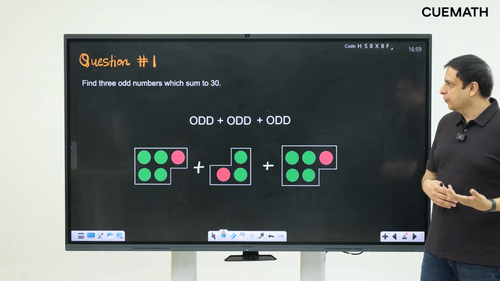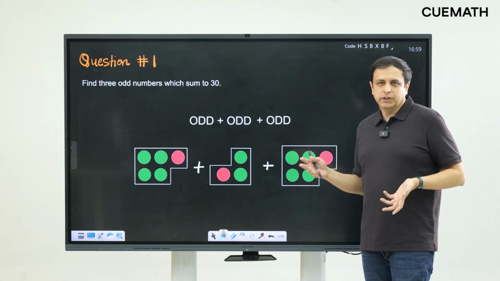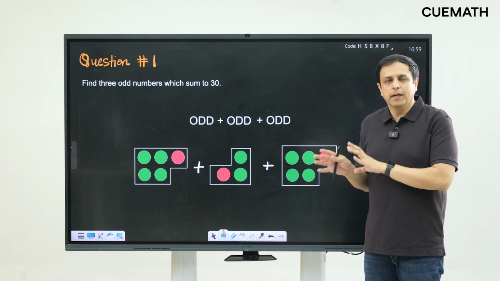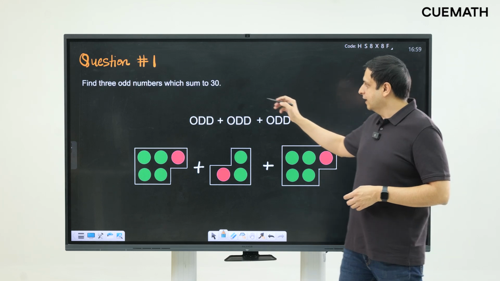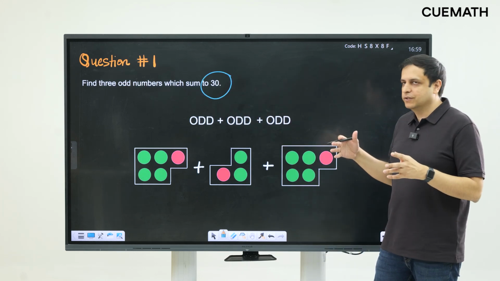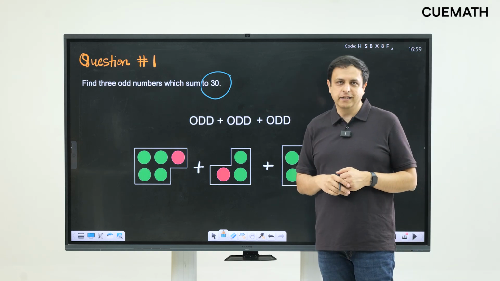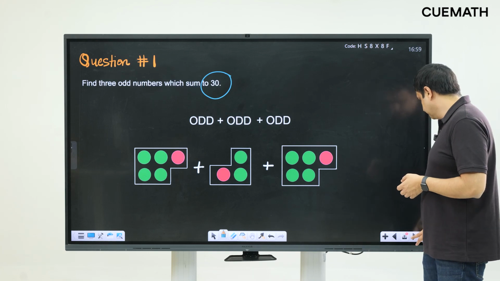So now coming back to our question, find three odd numbers which sum to 30. The solution is very straightforward. If we put three odd numbers together, the sum will be unbalanced, or in other words, the sum will be odd. But 30 is an even number. So there is no combination of three odd numbers that will sum to 30, and therefore solving this problem is impossible. You can't find three odd numbers which sum to 30.